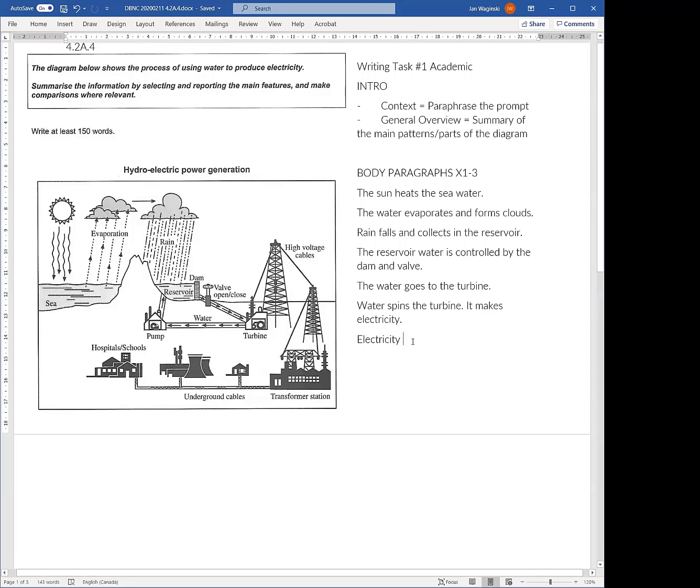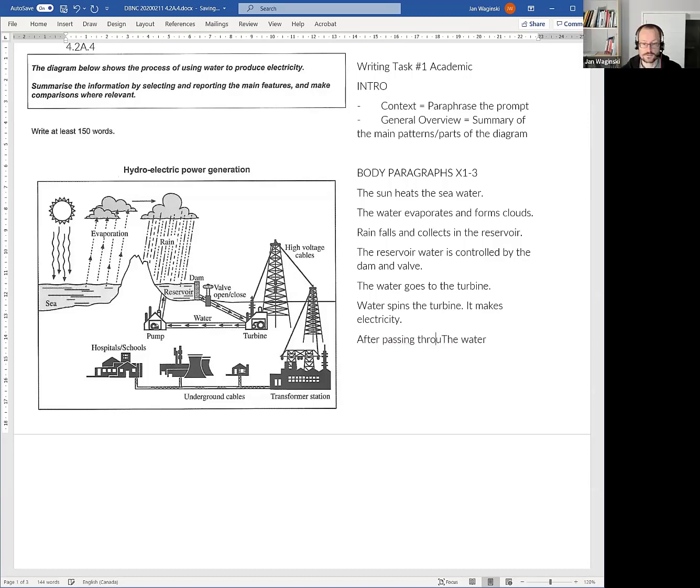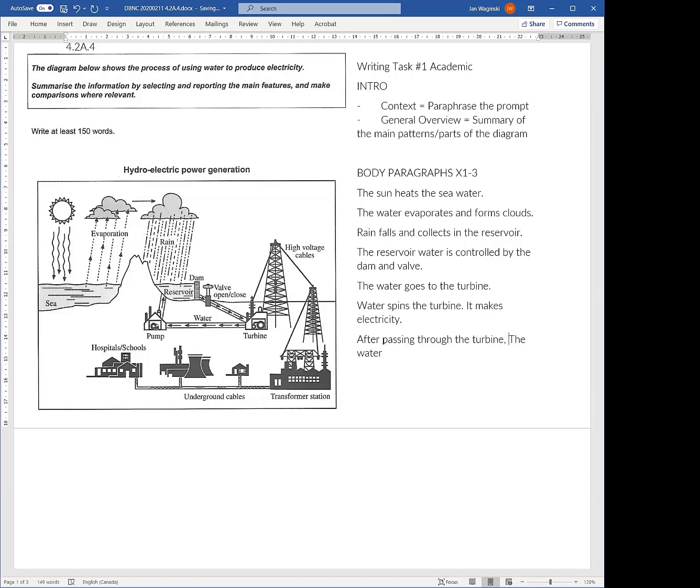Okay, let us finish with water. The rest of the water after passing the turbine. Okay, after passing through the turbine. Because water on the road, a car passes you, but the water passes through the turbine, right? Through the turbine, the water goes to the pump.